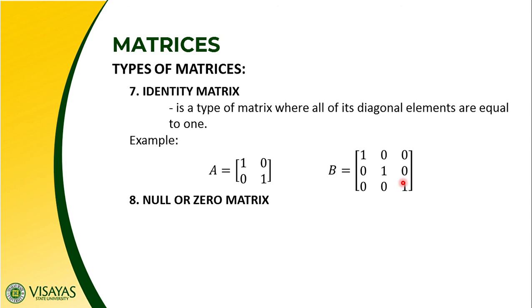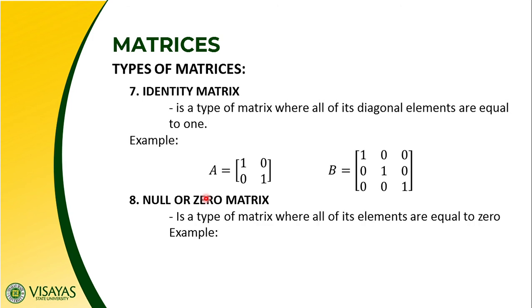So next we have the null or zero matrix. Based on the name itself, null or zero matrix, we can get an idea already that this matrix contains elements of 0. All of the elements inside this type of matrix are 0.